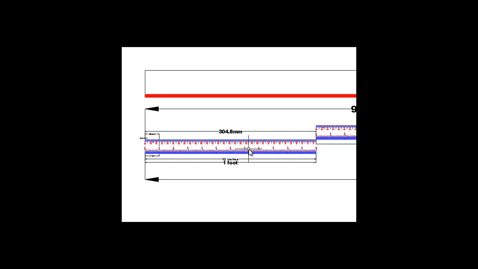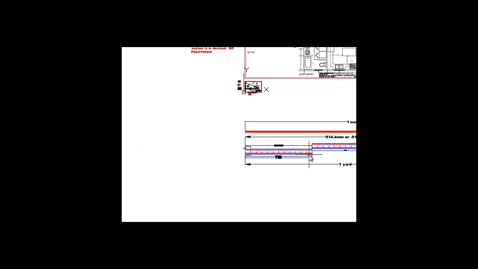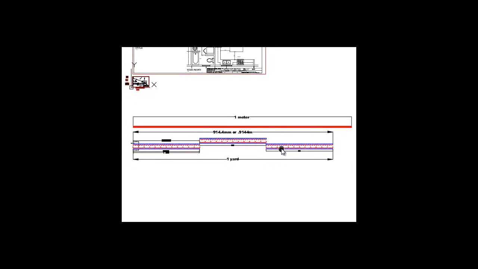This is representing 1 foot. We have exactly 12 inches in 1 foot, or we can also say there are 304.8 millimeters exactly in 1 foot. Let's scale out one more time so that we can see the full yard. We have 1, 2, 3 feet stacked side by side to create a yard.